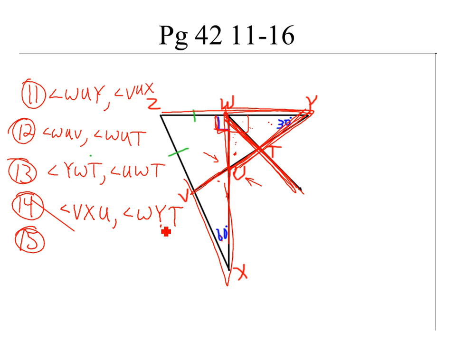Number 15, name a linear pair whose vertex is T. Vertex right here is T. We want a pair that together form a line. Well, these 2 form a line together. The bad thing is there's no letter out here to help us name it. So instead of using those 2, we'll use these 2 over here. That'd be WTB. So angle WTB and angle WTY.